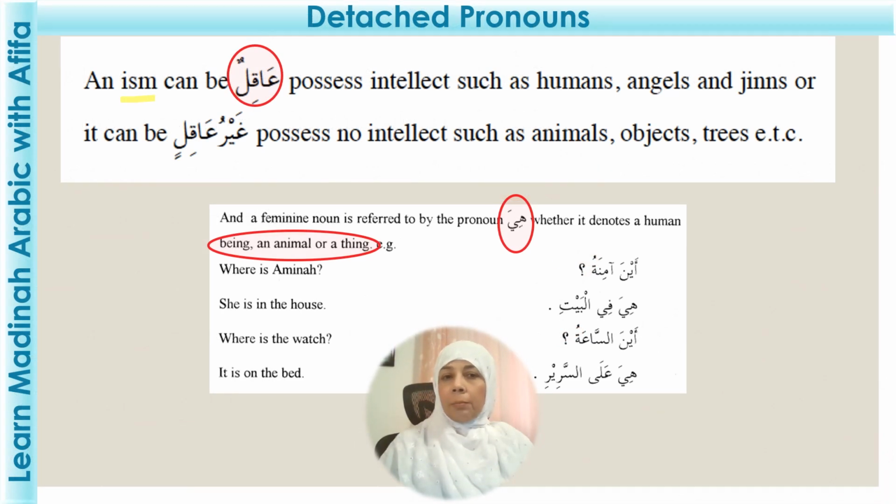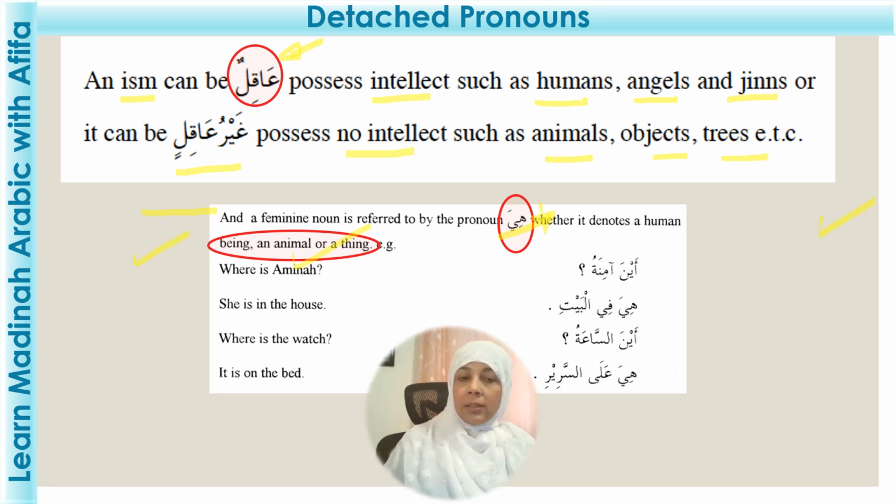So an ism can be aqil, which means it possesses intellect, such as humans, angels, and jinns, or it can be ghayru aqil, which means it possesses no intellect, such as animals, objects, and trees. And as we said before, a feminine noun is referred to by the pronoun hiya, whether it denotes a human, an animal, or a thing.